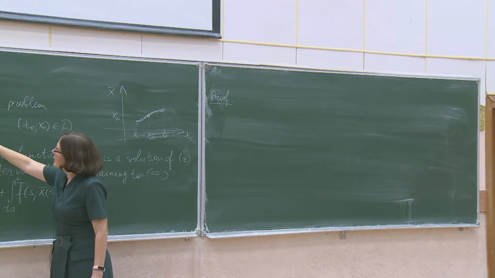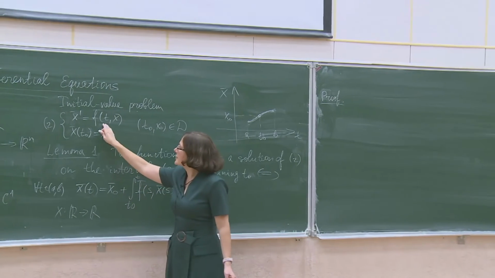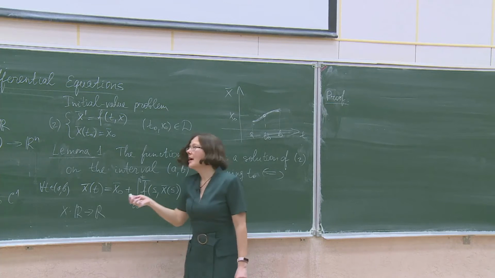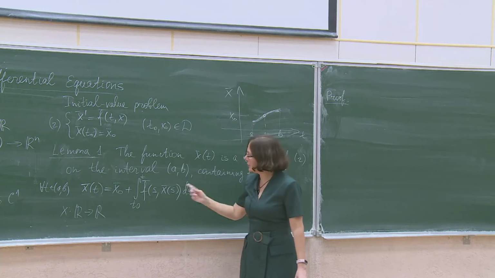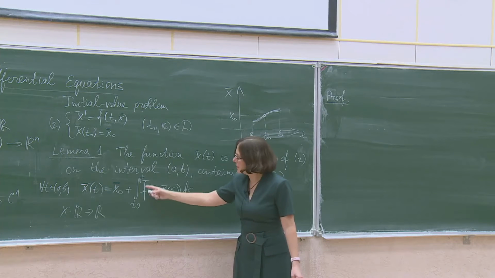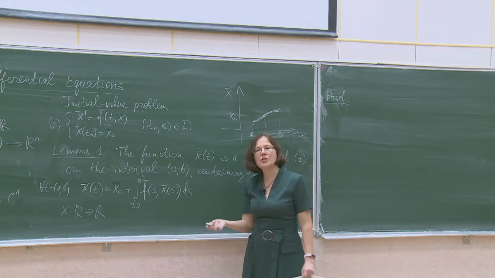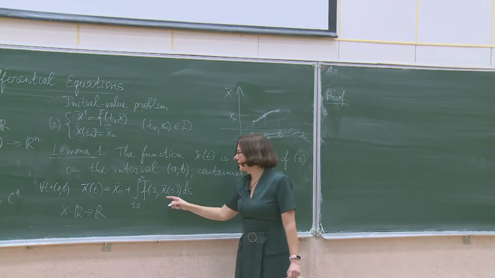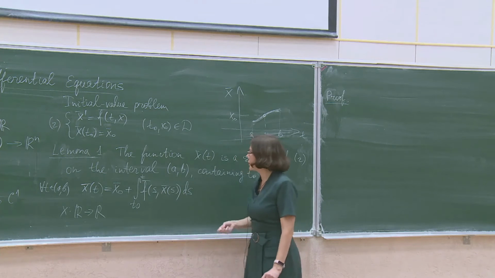So there was a requirement for the function f. It must be continuous. So the function in this formula is continuous. And so the Riemann integral from t0 to t of a continuous function on any segment exists, right? Because this function is the composition of continuous functions.